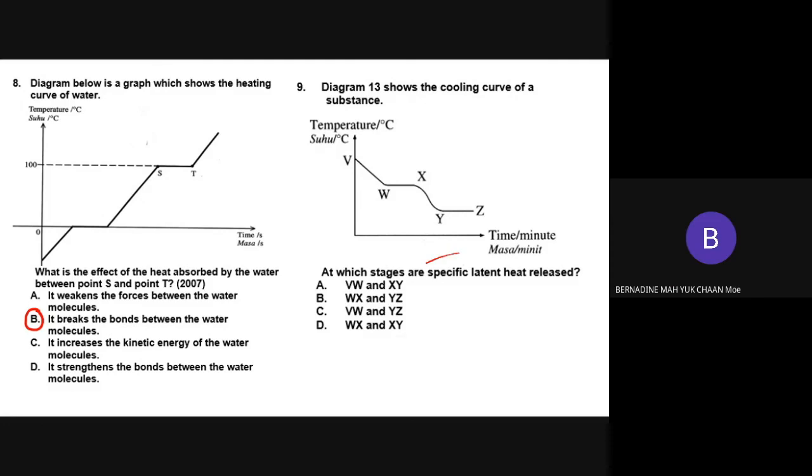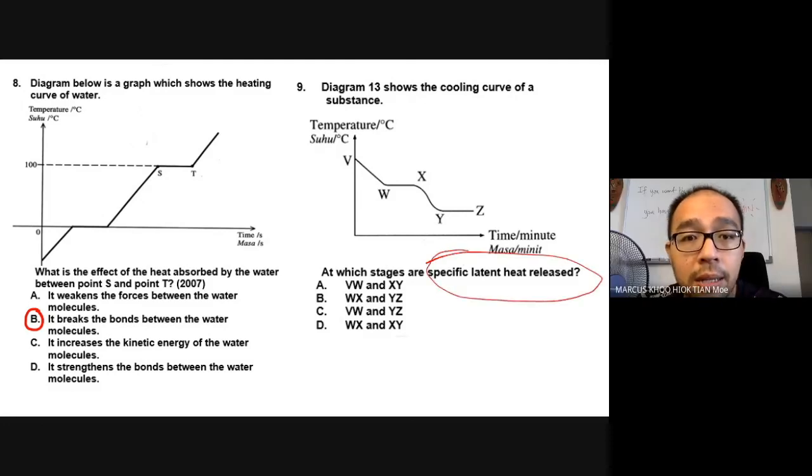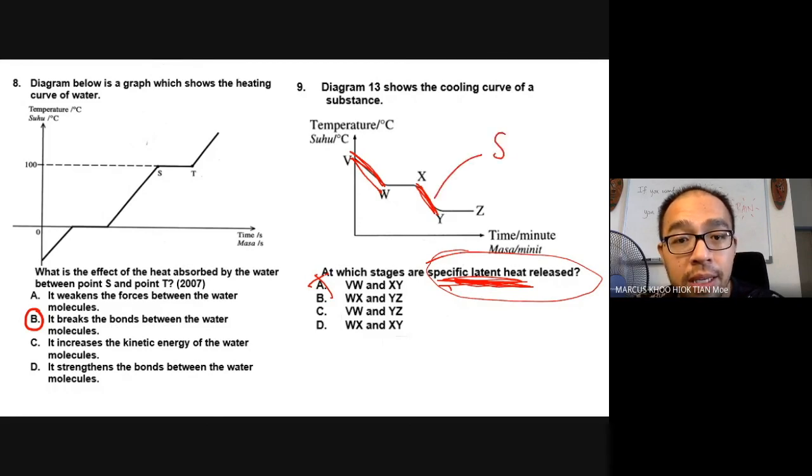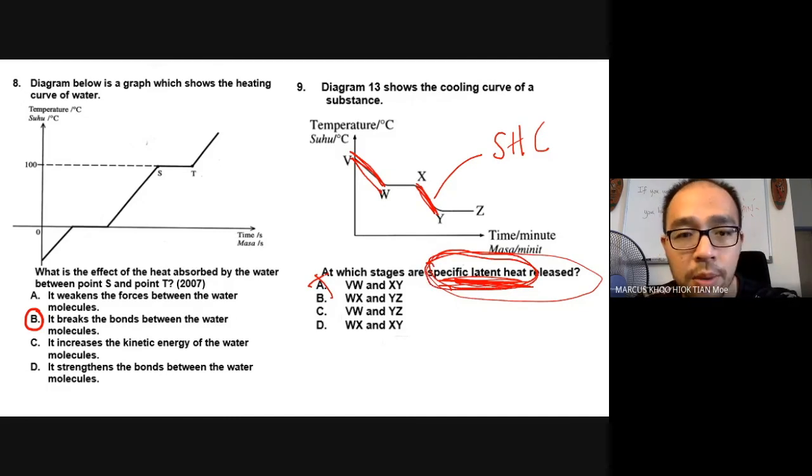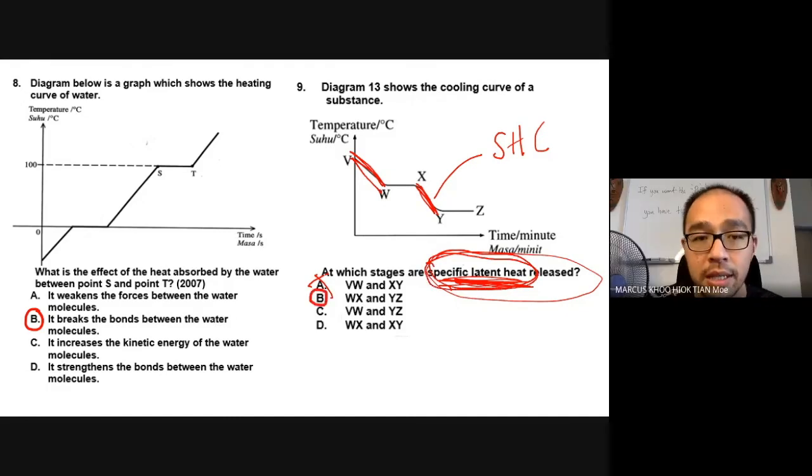Specific latent heat. A. Okay, A, V, W, and XY. Specific latent heat. Are you sure? A is not correct. VW is change in temperature. There's a temperature decrease. Temperature decrease means specific heat capacity. But I want to ask you specific latent heat. Can you try again, Bernardine? What should the answer be? Okay, the answer is B.